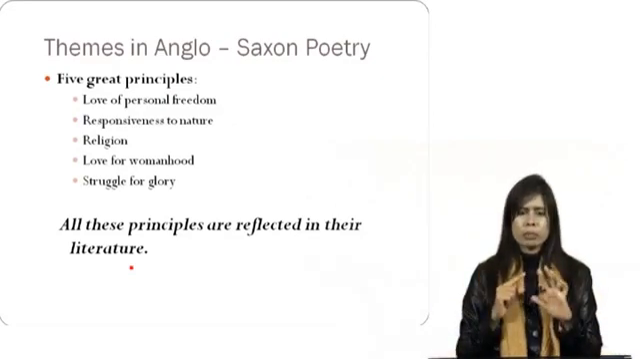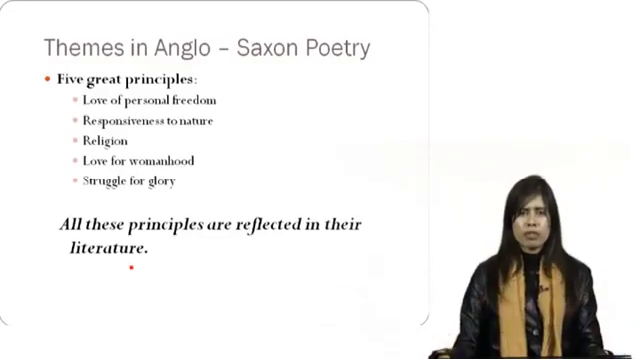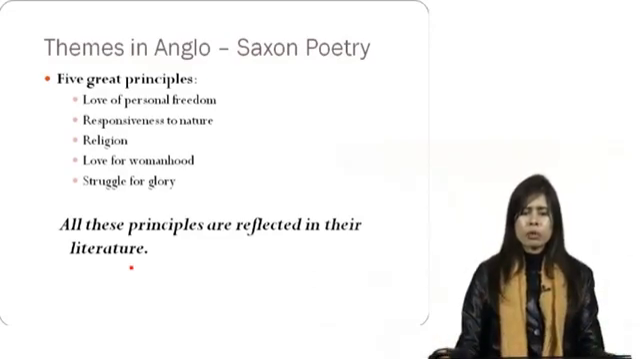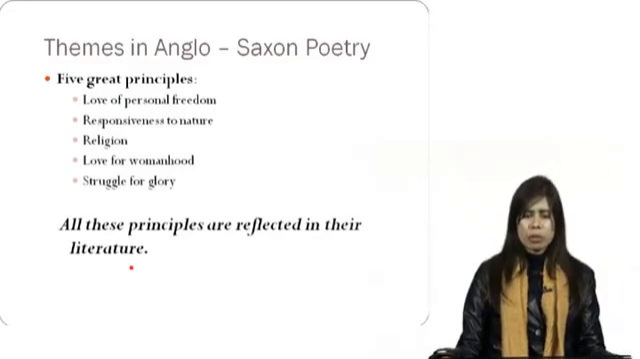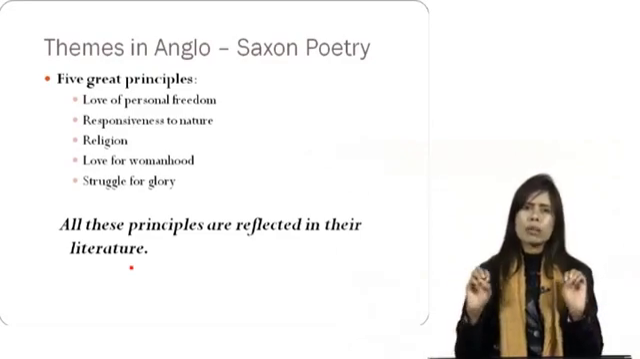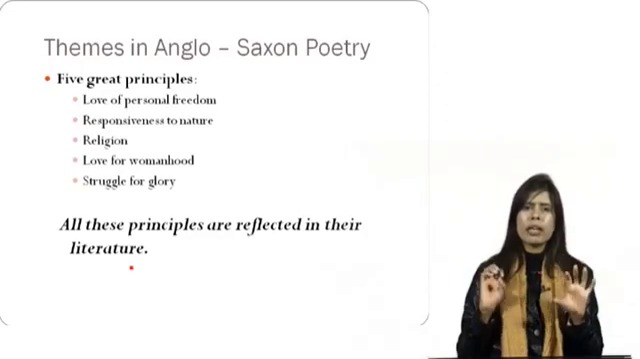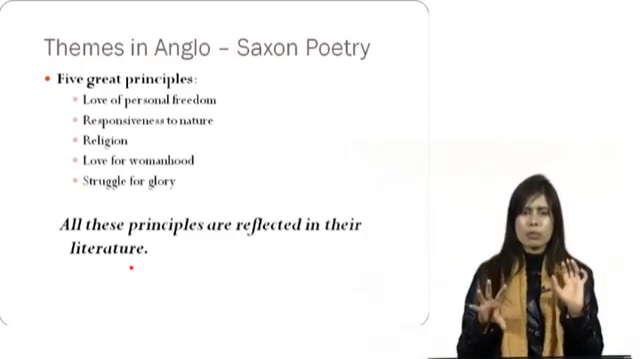There were 5 great principles. Number 1, love of personal freedom. Number 2, responsiveness to nature. Third one is religion, fourth one is the love of womanhood, and fifth one is the struggle for glory. So basically all their poems and other literary works revolve around these 5 principles.